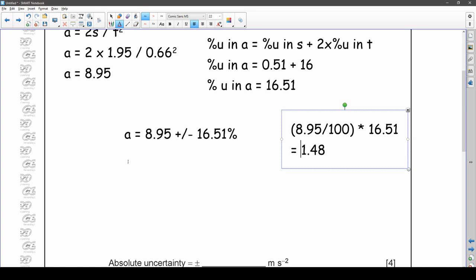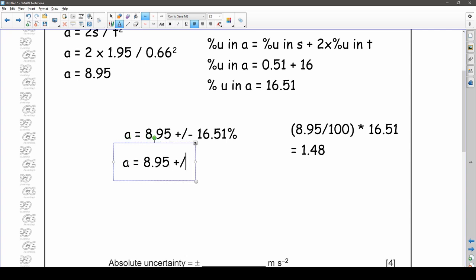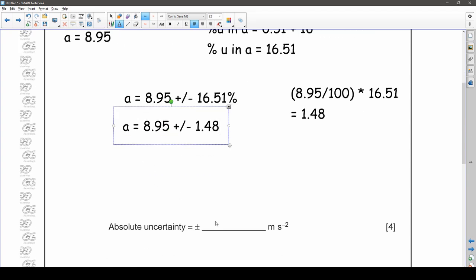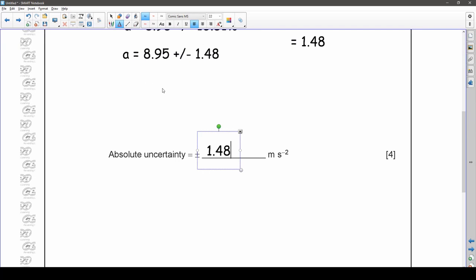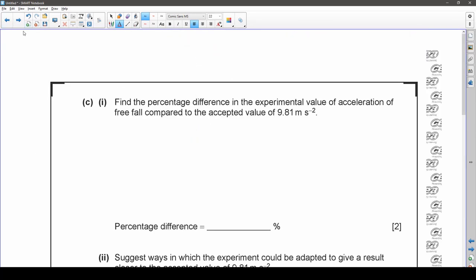So then A equals, we're not asked to do this, but it's nice, 8.95 plus or minus 1.48. And that puts 9.81 nicely within that bracket, so that's good news. And the absolute uncertainty, 1.48, is what we're looking for here. Alright, on we go then.